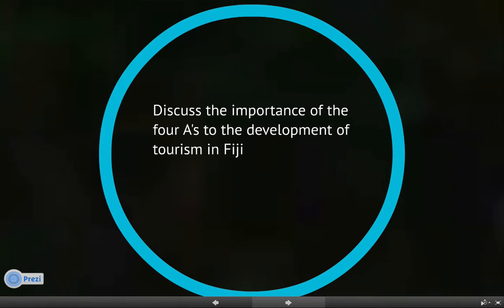Lastly, we will discuss the importance of the 4As to the development of tourism in Fiji. We will tie all this together in this presentation to give you a better idea of why the 4 components are integral to the development of tourism in Fiji.